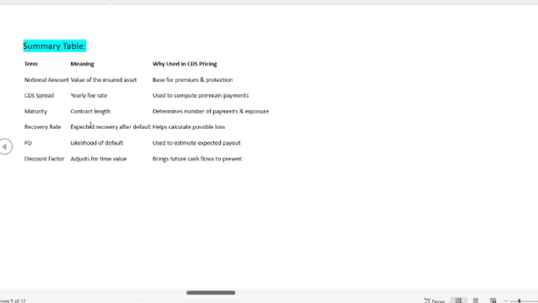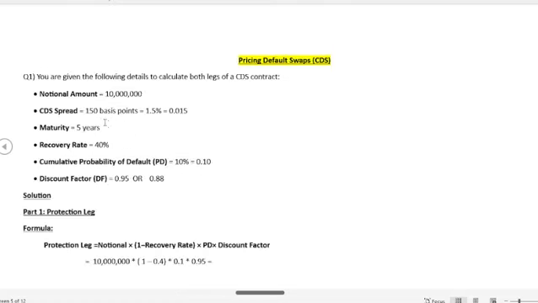This is a little summary of all we have explained: notation, amount, CDS spread, maturity, recovery rate, probability of default, discount factor. Notation amount is the value of the insured asset; CDS spread is the yearly fee rate; maturity is the contract length; recovery rate is the expected recovery after default; PD is the likelihood of default; discount factor adjusts for the time value of money, bringing future cash into the present. Simple as that.